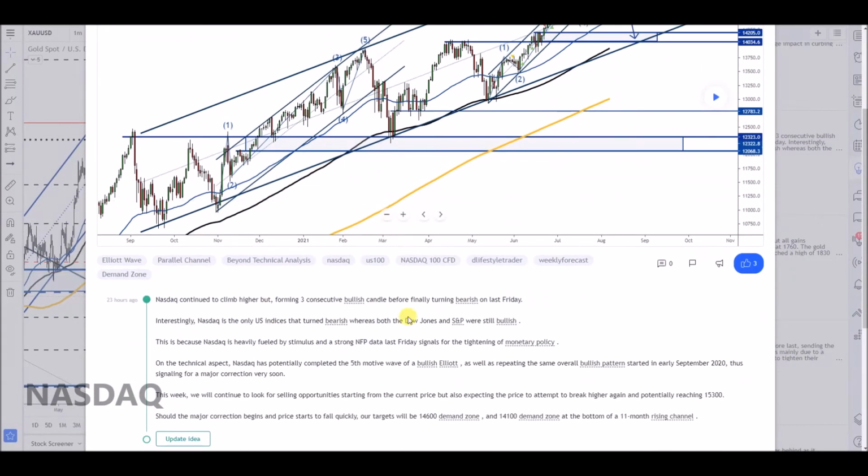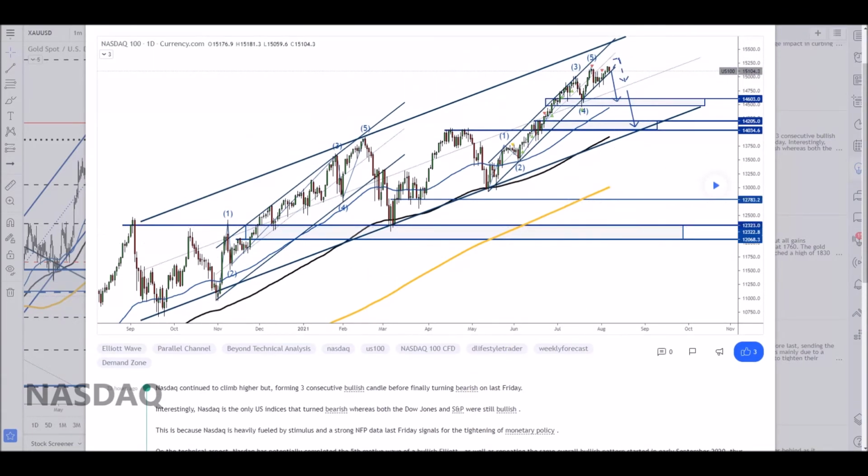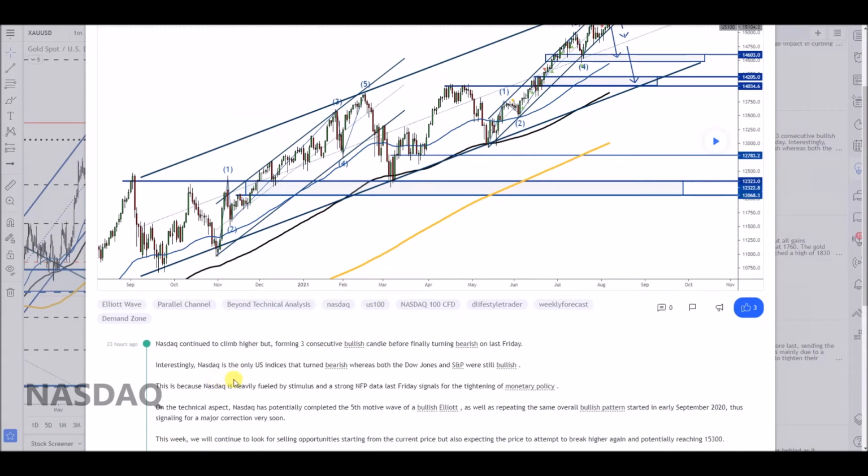Next we have the NASDAQ. So NASDAQ continued to climb higher, forming 3 consecutive bullish candles before finally turning bearish last Friday. So we've seen that the NASDAQ has been climbing and finally started to make a turn. Interestingly, NASDAQ is the only US index that has turned bearish, whereas both the Dow Jones and S&P were still bullish. This is because NASDAQ is heavily fueled by stimulus, and strong NFP data last Friday signals a tightening of the monetary policy.